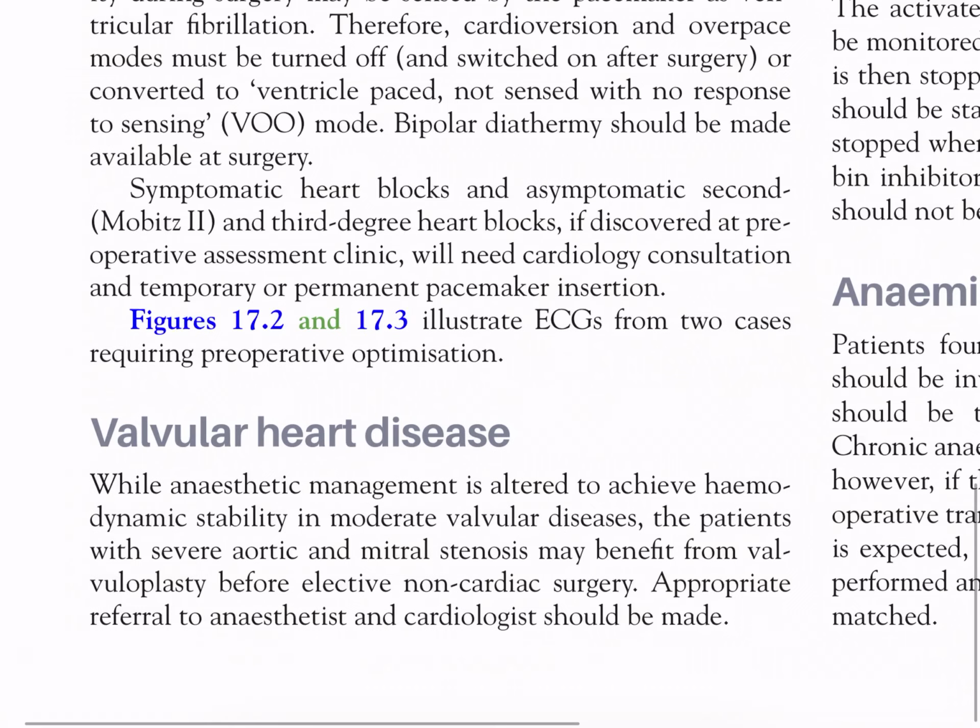Valvular heart disease. While anesthetic management is altered to achieve hemodynamic stability in moderate valvular diseases, the patients with severe aortic and mitral stenosis may benefit from valvuloplasty before elective non-cardiac surgery. Appropriate referral to anesthetist and cardiologist should be made.